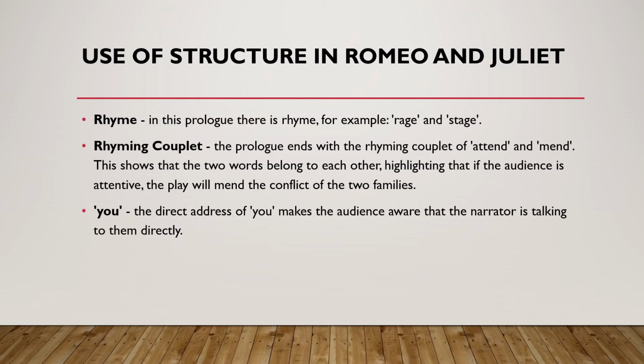So then, what does this structure use? And so we've got rhyme. So in the prologue there is a rhyme. For example, we've got rage and stage. We've got rhyming couplets. It ends with a rhyming couplet of attend and mend. This shows that the two words belong to each other, highlighting that if the audience is attentive, the play will mend the conflict of the two families.